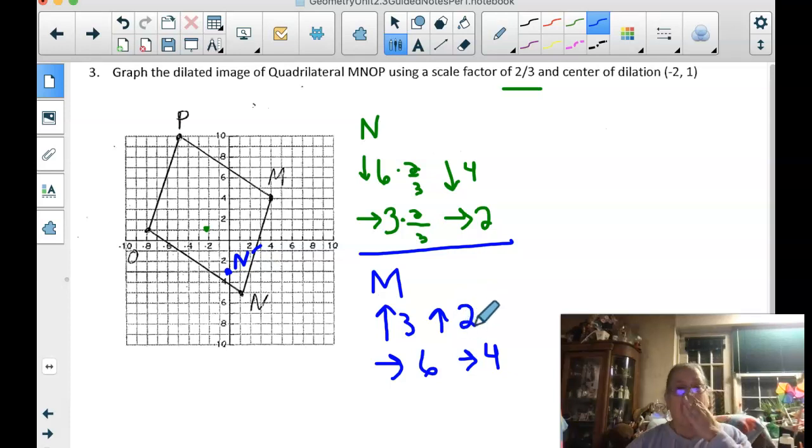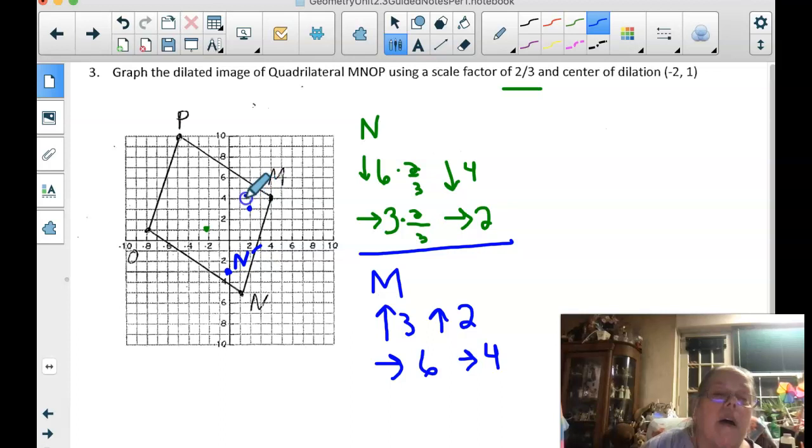All right, so from my center of dilation, I'm going up 2 and over 4. Up 1, 2, over 1, 2, 3, 4. This should be my M prime. Easy for me to say, right?